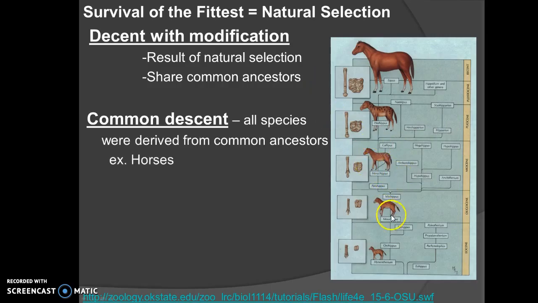The example here is the horse. So there was a common ancestor. It doesn't mean this horse brought about this horse. It's more that as generations occurred and these mutations were happening that were allowing the organism to be more fit in its environment, they developed into all of these different variations of horse.